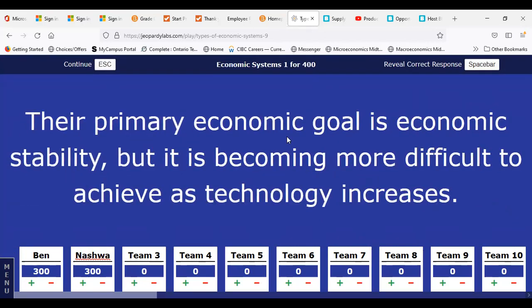And then their primary economic goal is economic stability, but it is becoming more difficult to achieve as technology increases. What's that?